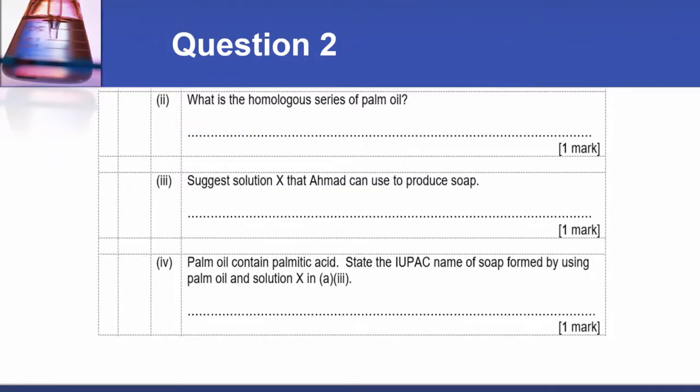For question 2A2, what is the homologous series of palm oil? Palm oil consists of fatty acid and glycerol, so the homologous series is ester. A3: suggest solution X that Ahmad can use to prepare soap. Saponification involves palm oil reacting with concentrated alkali, so you can write down either sodium hydroxide solution or potassium hydroxide solution.